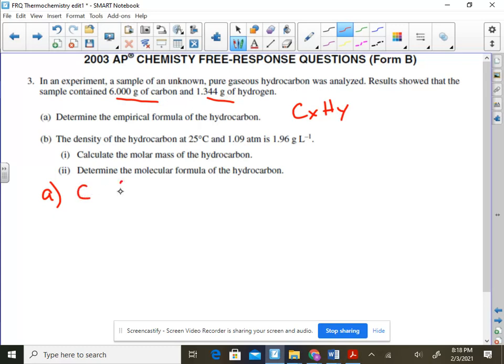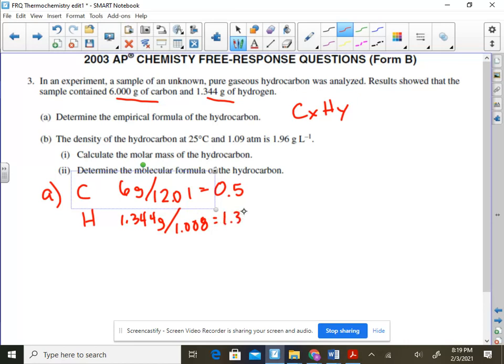If we start with carbon, you have 6 grams, divide that by the molar mass to get 0.5 moles. For hydrogen, we're starting with 1.344 grams, dividing by the molar mass, and that gives us 1.33 moles of hydrogen. And so now we have the mole to mole ratio 0.5 to 1.33, but we know we have to put whole numbers here.